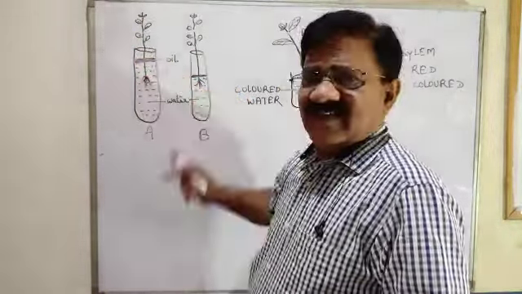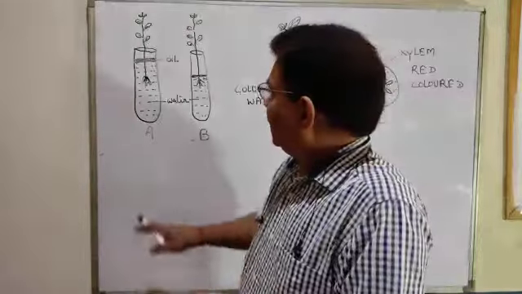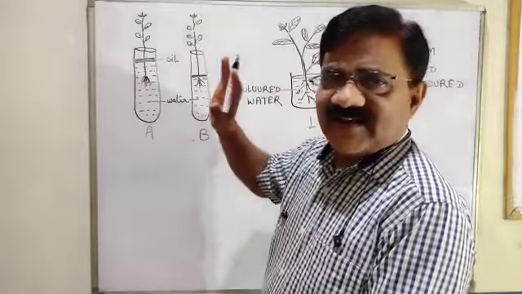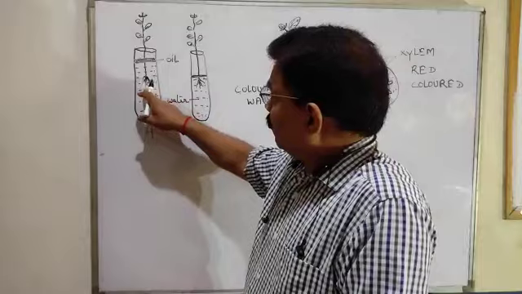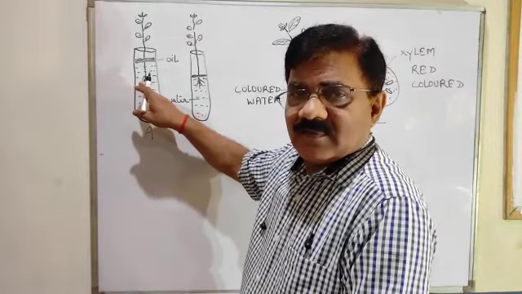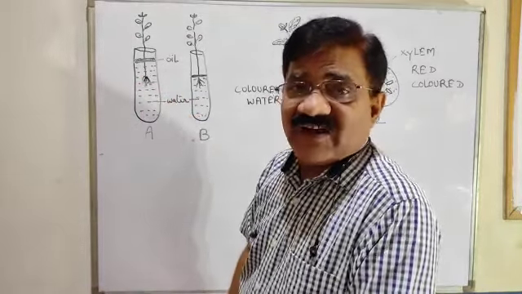So if the water is not evaporating from the surface, naturally it is absorbed by the roots. What does it prove? It proves that the root absorbs water. So this experiment is clear. Now keep in mind, wherever there is a root in the test tube, it is showing absorption by the root.